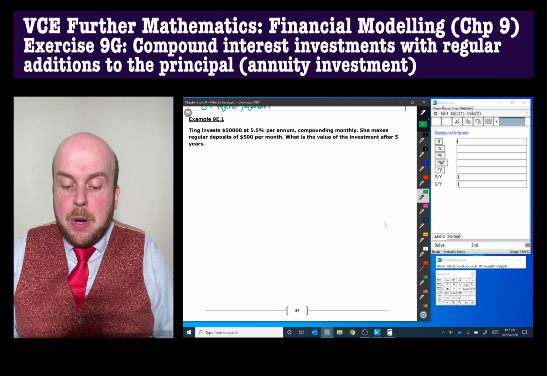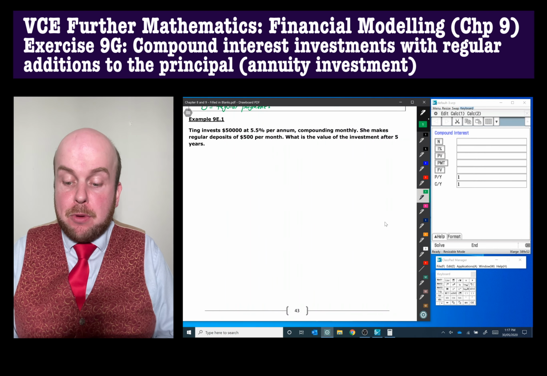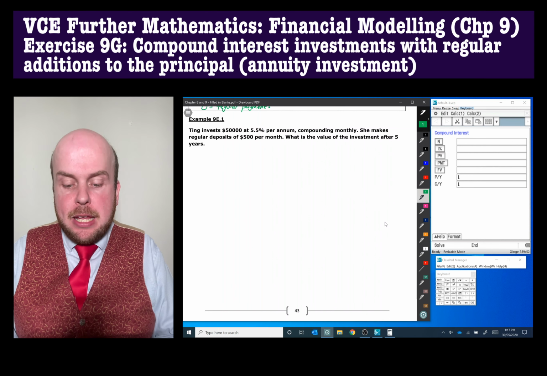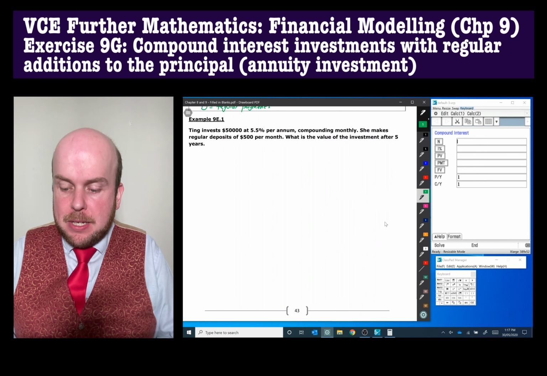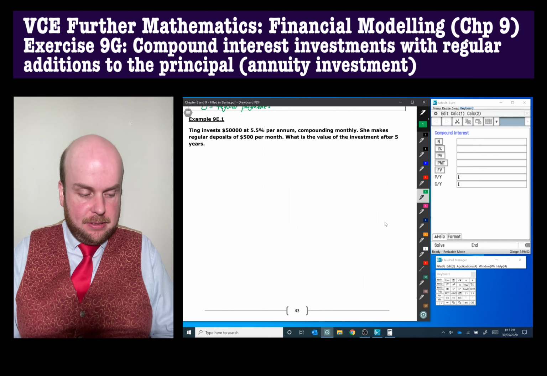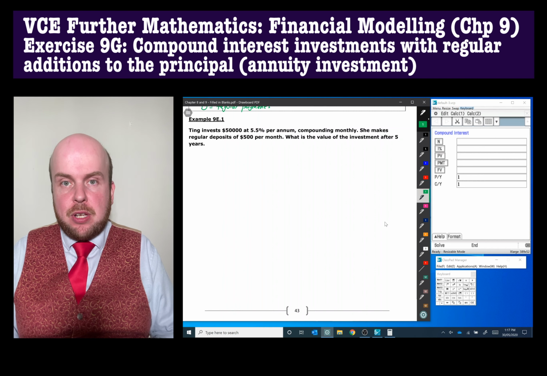Example 9G.1. Ting invests $50,000 at 5.5% per annum, compounding monthly. She makes regular deposits of $500 per month. What is the value of the investment after 5 years? So again, we can set up the compound interest or the financial solver.